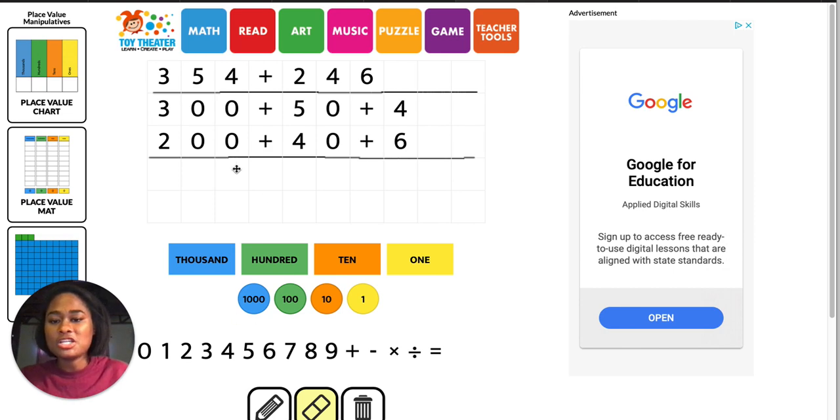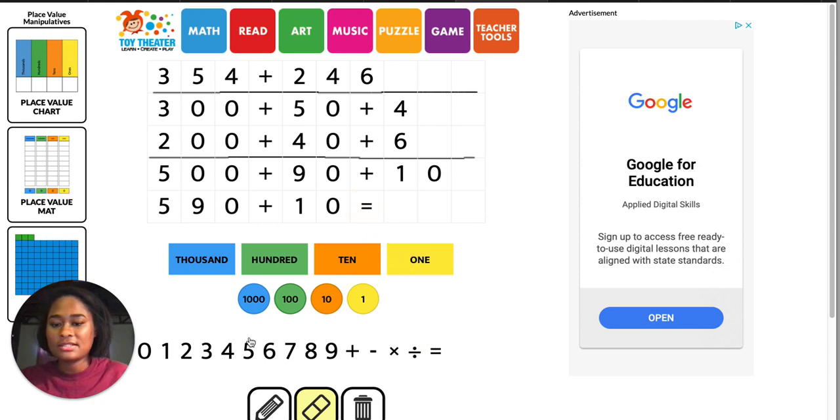Then we're just going to add each place value like we did before. 6 plus 4 is 10. 50 plus 40 is 90. And 300 plus 200 is 500. And then we're just going to add these all together. 500 plus 90 is 590, plus 10 is equal to 600.